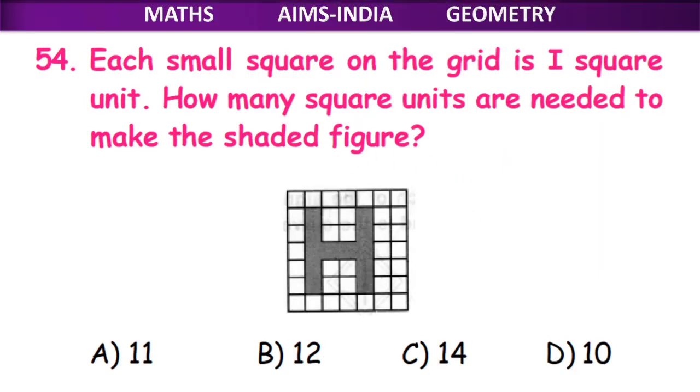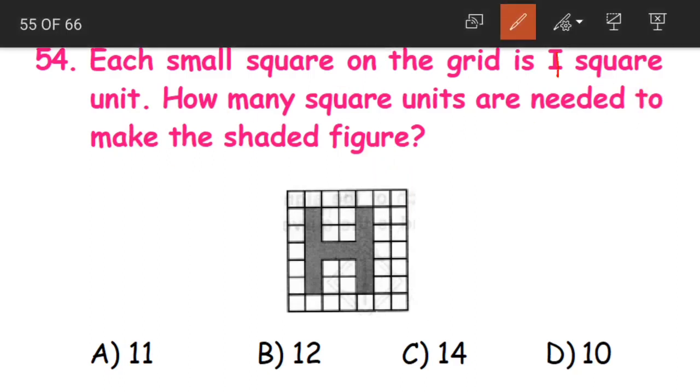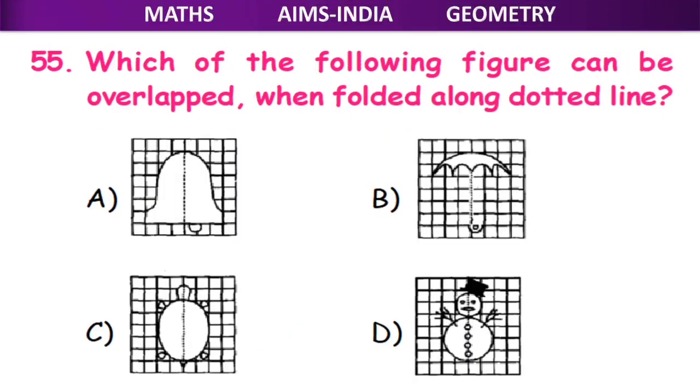Question 54. Each small square on the grid is one square unit. So how many square units are needed to make the shaded figure? What should we do? It is simply counting the number of squares. Yes, I am drawing lines like this. Now let us count 1, 2, 3, 4, 5, 6, 7, 8, 9, 10, 11 and 12. So 12 square units are needed to make our shaded figure.